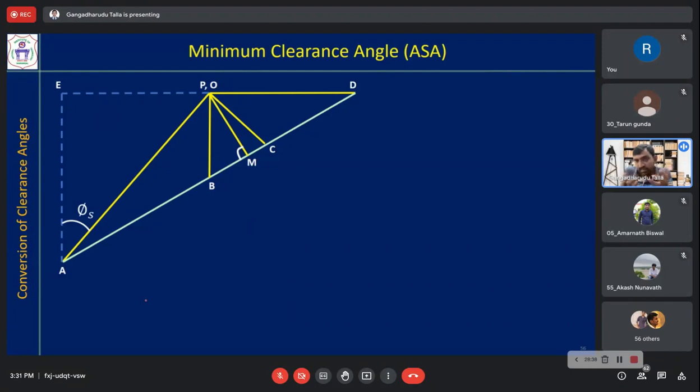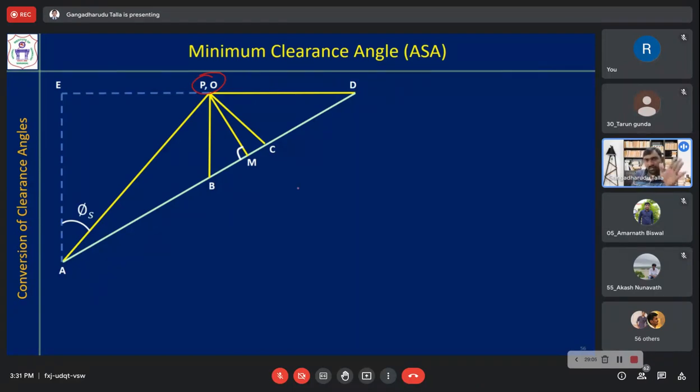Now we will see the minimum clearance angle. When will you get the minimum clearance angle? In the ASA case, for this we have considered this triangle. This is not the same triangle that we have seen in the previous figures. This is a triangle drawn for the principal flank surface.